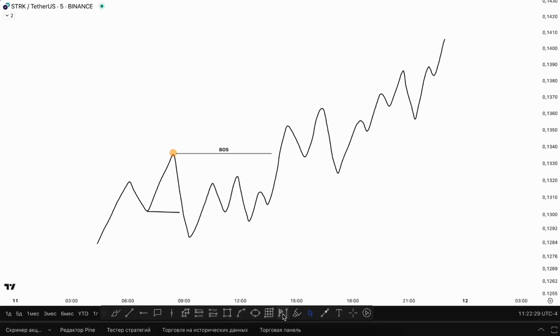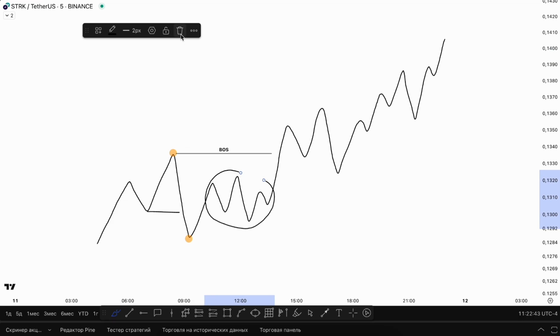After the price updates the IDM, a new point is created here. That is, if we did not have the removal of the inducement, we would not have the upper point, and accordingly there would be no lower point either. Here we also see a secondary movement. Also, the price removes the inducement, confirms the secondary maximum, makes a secondary BOS, and confirms the secondary minimum.